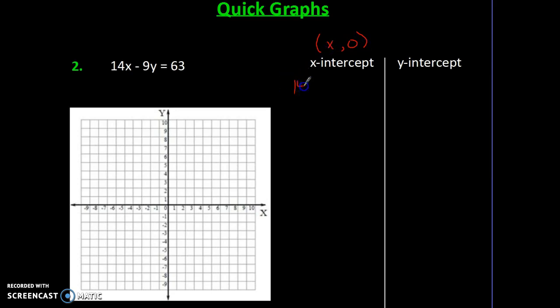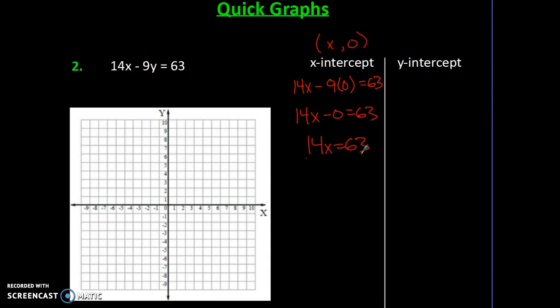So I have 14x minus 9 times 0, because I know that the y value is always 0 for the x-intercept, equals 63. I go ahead and solve. 14x minus 0 equals 63. Same thing as saying 14x equals 63.